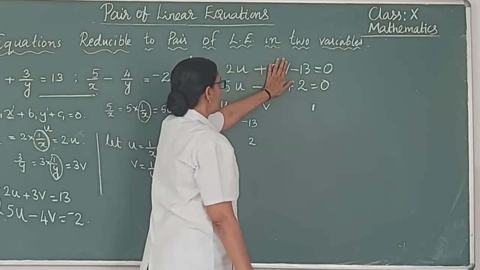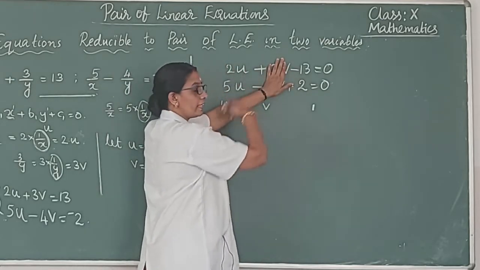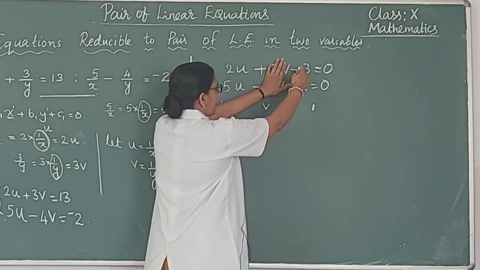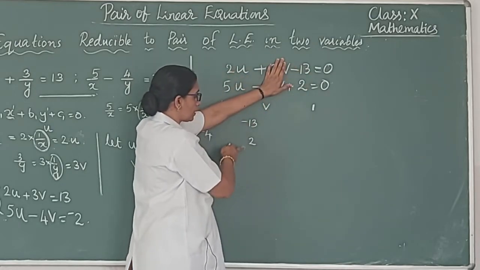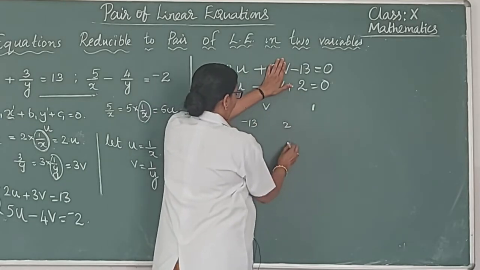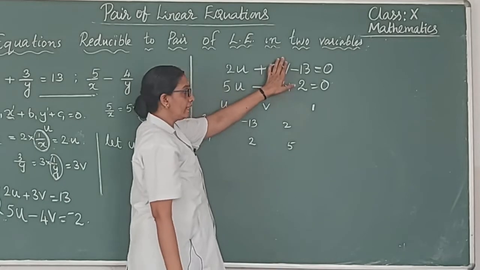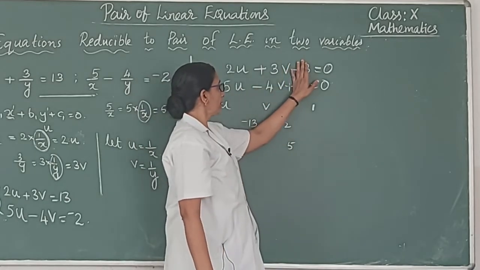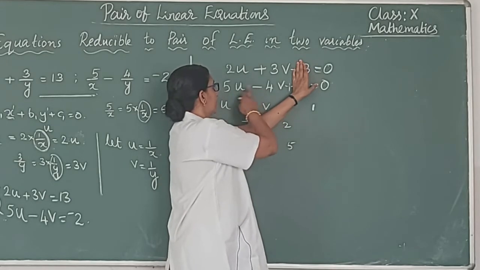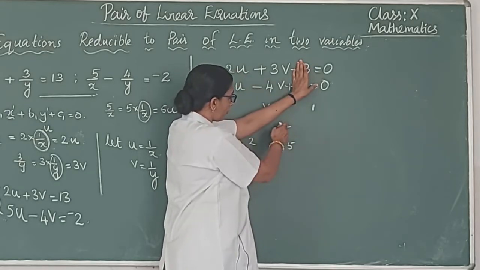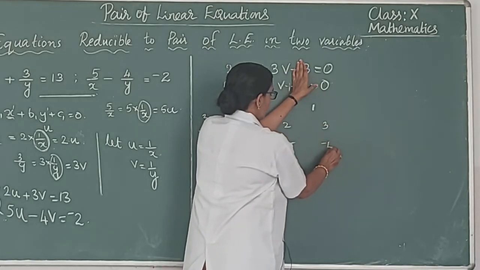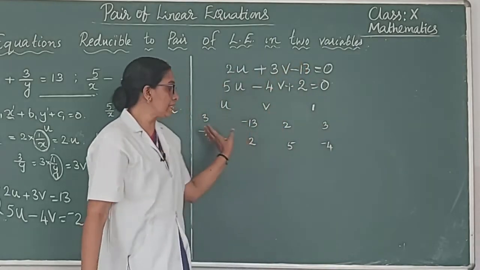Then for v, we have to consider the remaining. Remaining means 2, 5, minus 13, 2. Minus 13, 2 we have already written, so the remaining is 2, 5. Okay. Then for the constant term, we have to avoid the constant term. We have considered these two. Already 2, 5 we have written. The remaining is 3, minus 4. So this is the arrangement.